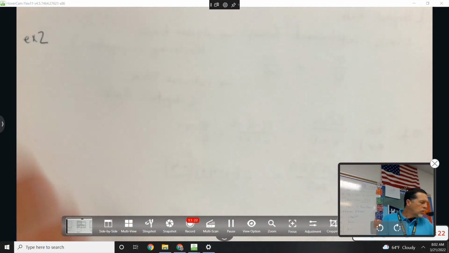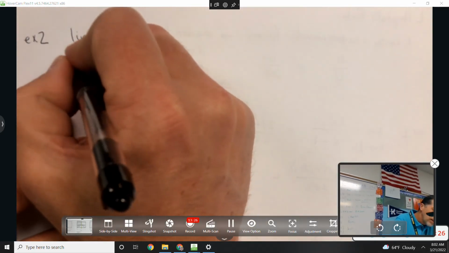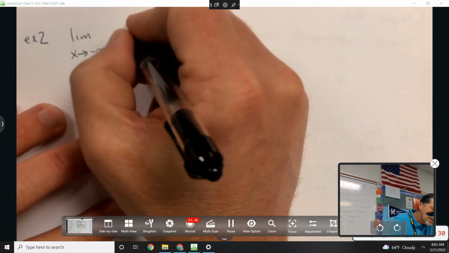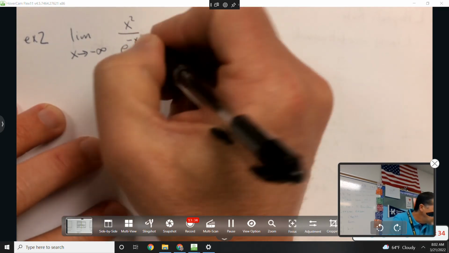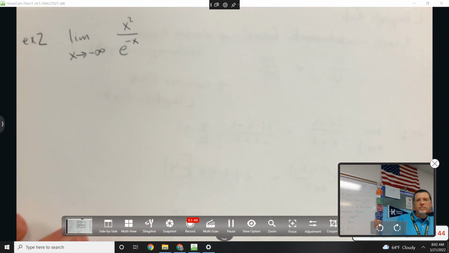Let's do one more. Limit as x approaches negative infinity of x squared over e to the negative x. Well, job one is always substitute. See what happens.